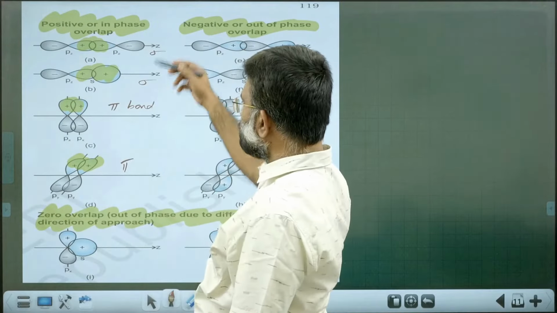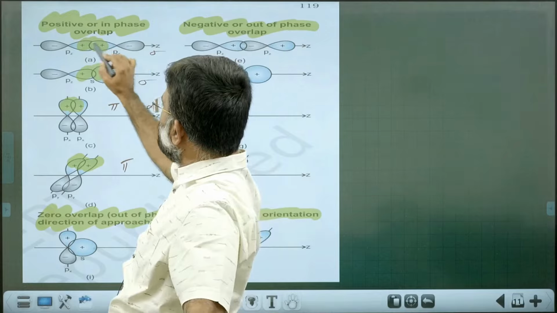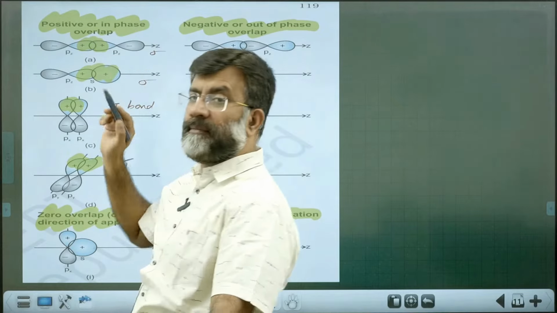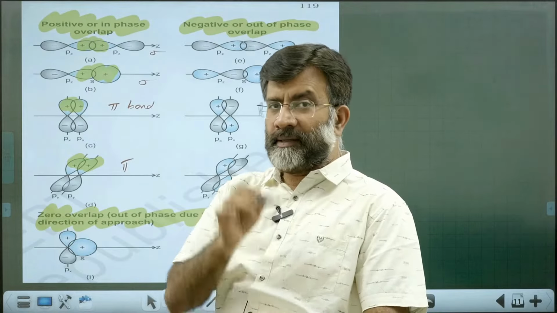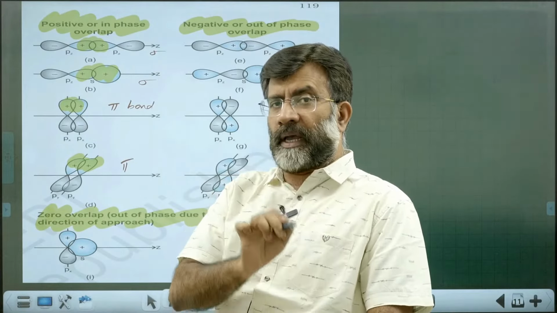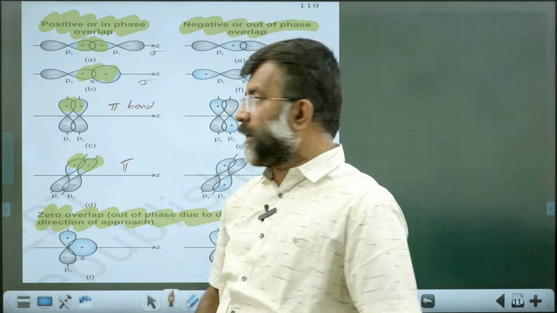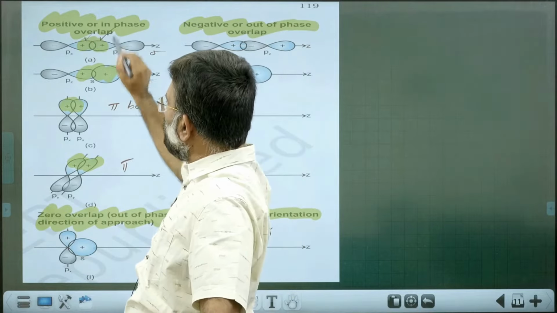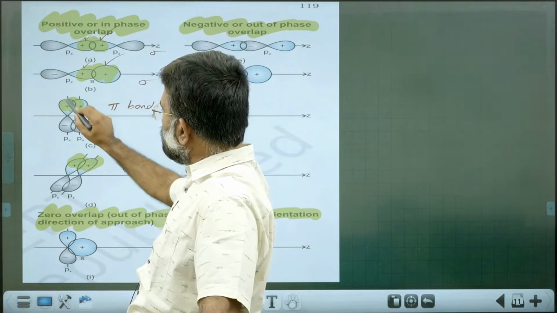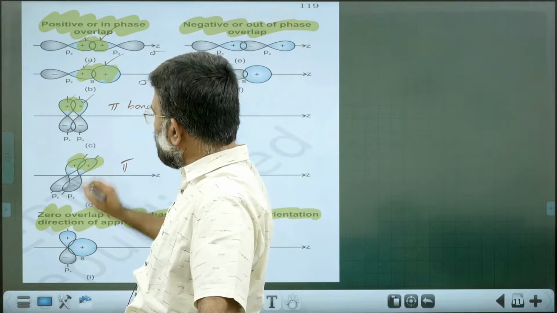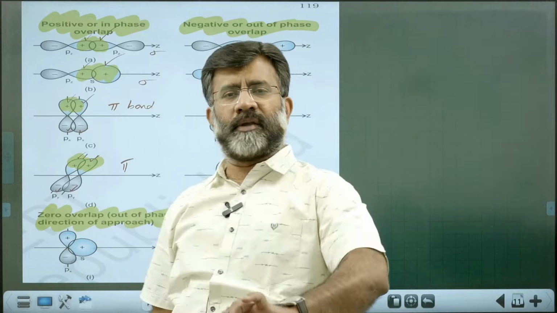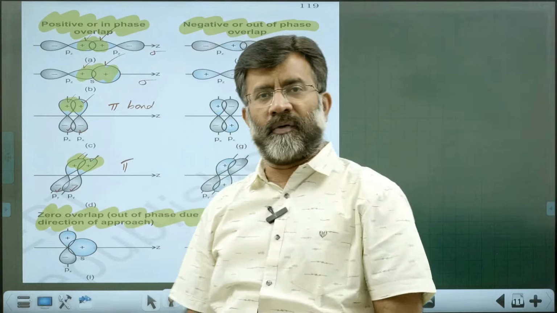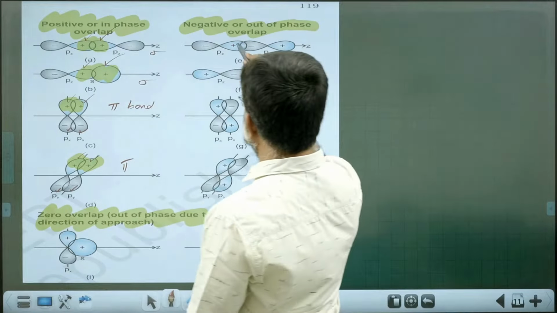Now, whether sigma or pi, the same lobes overlap, not the same orbitals. Symmetric lobes are overlapping: plus lobe with plus lobe, or minus with minus. That is called a positive overlap, a symmetric overlap. Suppose the overlap is plus and minus.